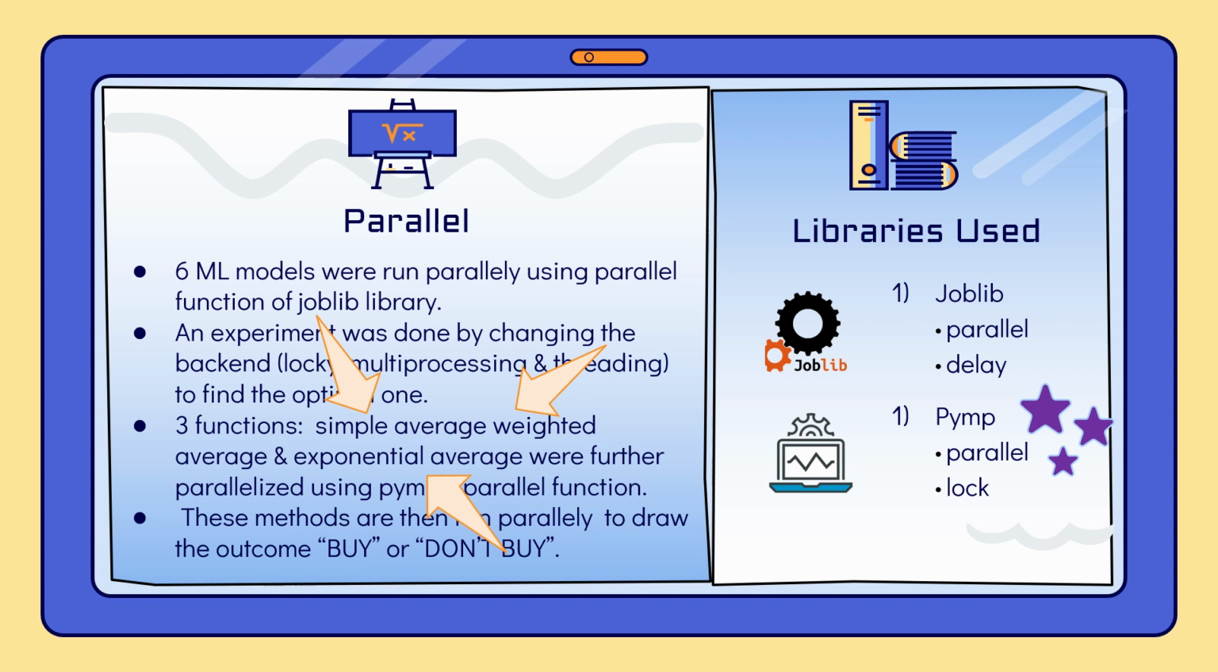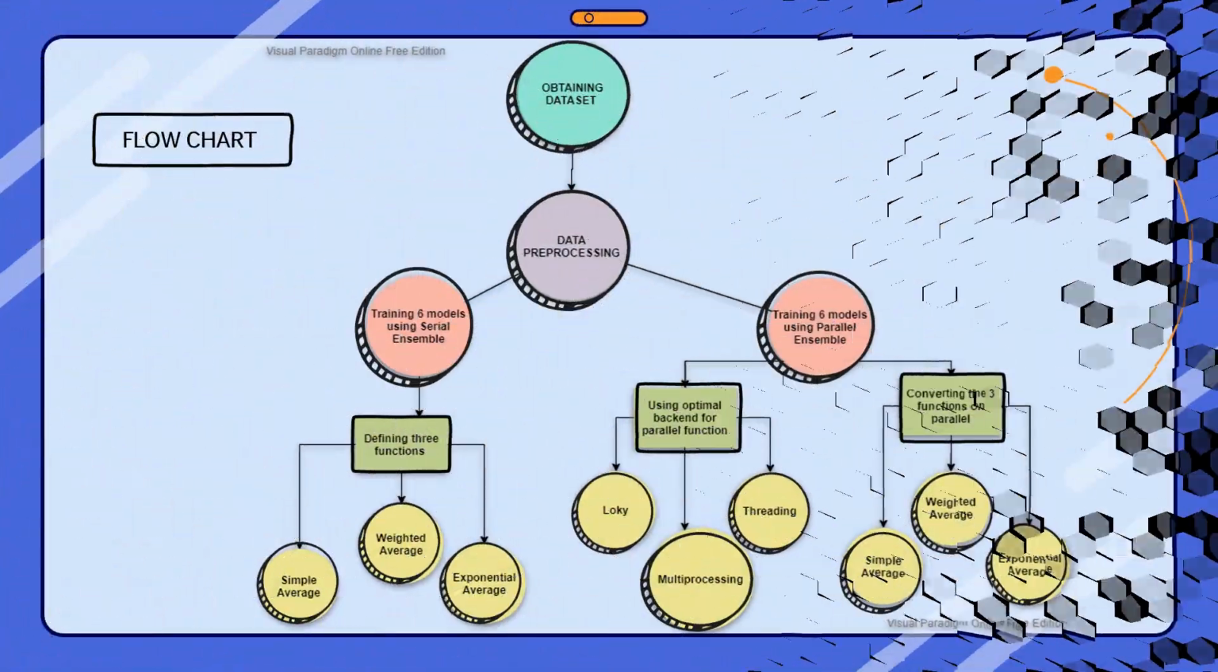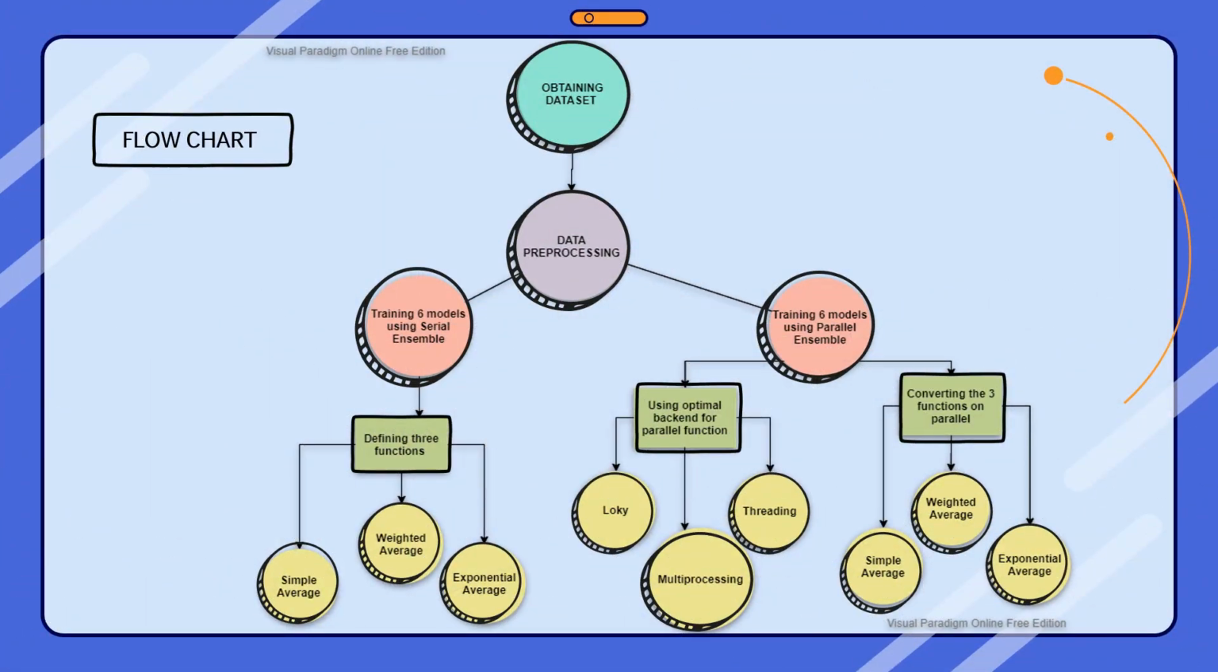These 3 methods are also first run serially and secondly run parallelly. In parallel also we are changing the backends and trying Loky, multiprocessing and threading. Now we further thought, why not apply parallelism within these functions. So these 3 functions, simple average, weighted average and exponential, were further parallelized by using a parallel for loop for predicting. The library used was PyMP, and then, like we have been doing for everything, we changed the backends to check which gives the most optimal results.